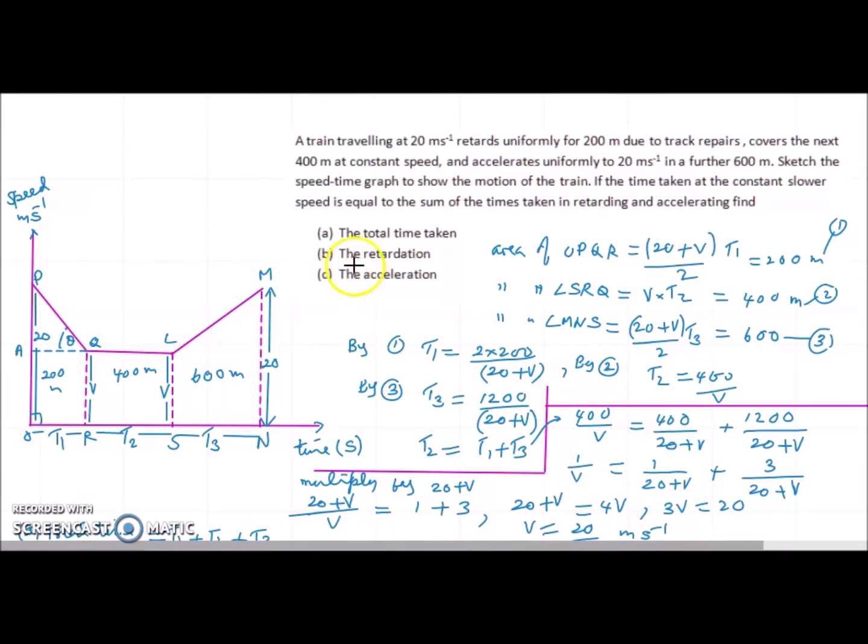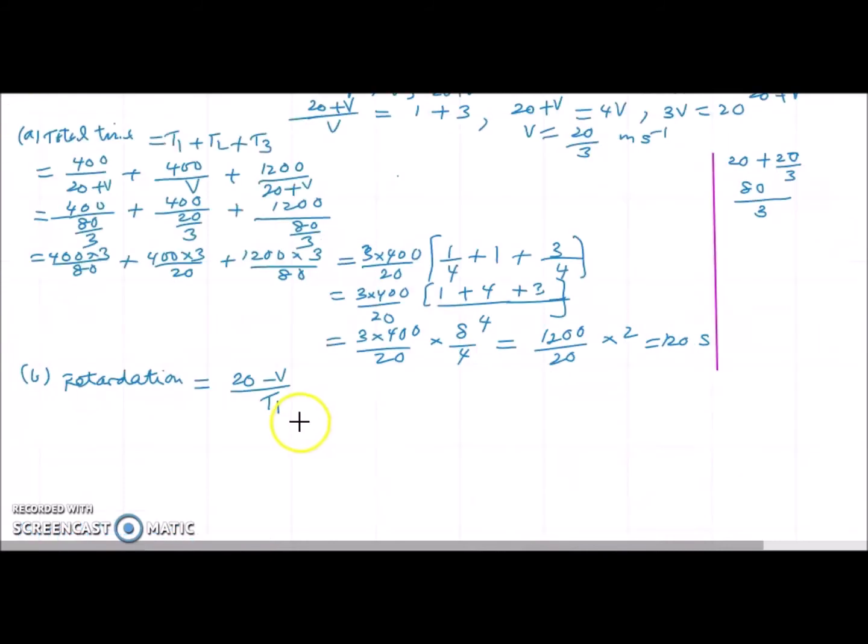In part B of the problem, we have to find the retardation of the train. Retardation is given by tan theta. This is theta. What is the retardation from this diagram? This PA is 20 minus V, and this is T1. Then retardation equals 20 minus V divided by T1. This is the retardation, 20 minus V by T1.